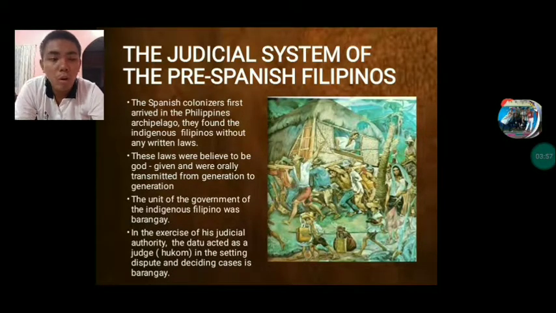It was based on fear of God or any religion, especially among the pre-Spanish Filipinos. They believed in the Anito and Anita, or it was based on their traditions. The unit of government is the barangay.